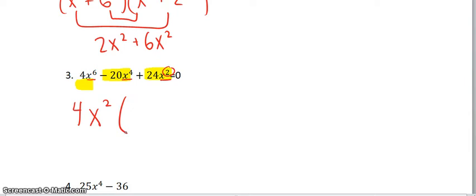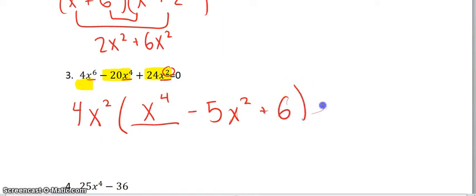Now, to figure out what the rest of your binomial is, you're asking 4x squared times what gives you 4x to the 6th? And that should be x to the 4th power, using those exponent rules we talked about earlier. 4x squared times what gives you negative 20x to the 4th? Should be minus 5x squared. And 4x squared times what gives you 24x squared? Should be just plus 6. And remember, since we're working with an equation, it's still set equal to 0.